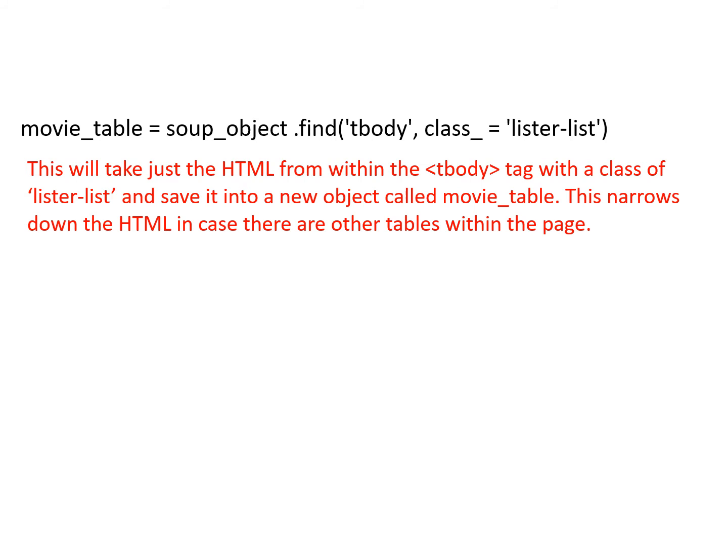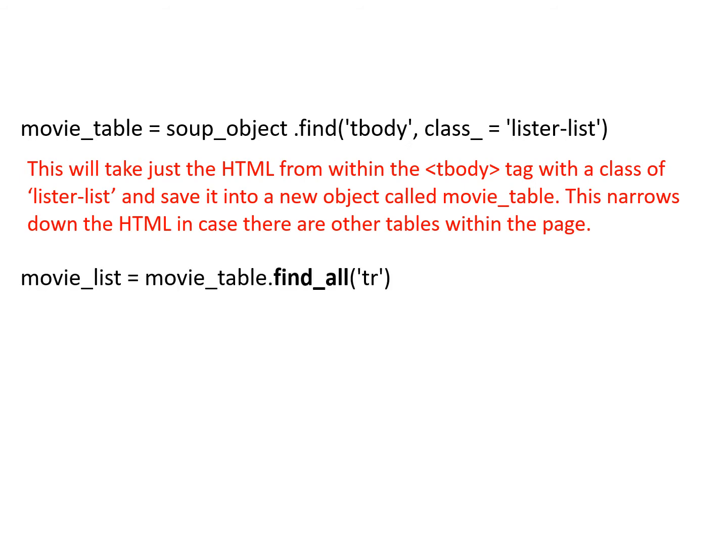So we're telling it on the right-hand side what to find, and on the left-hand side we're naming what comes out of it. We want to call this movie table. We're saying, okay, this is the table that we have all our information in, so I'm going to call it movie table. And so now I will have just that tbody information with all of the TRs that I really want.